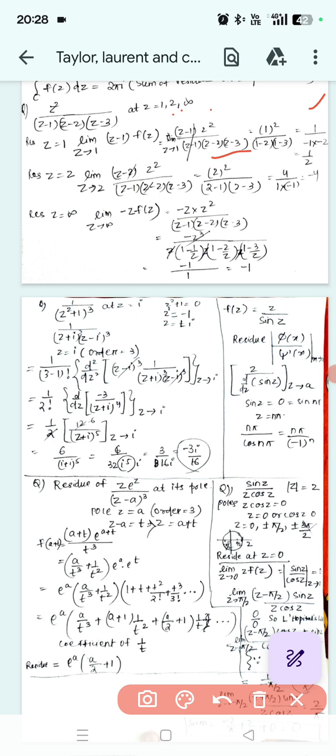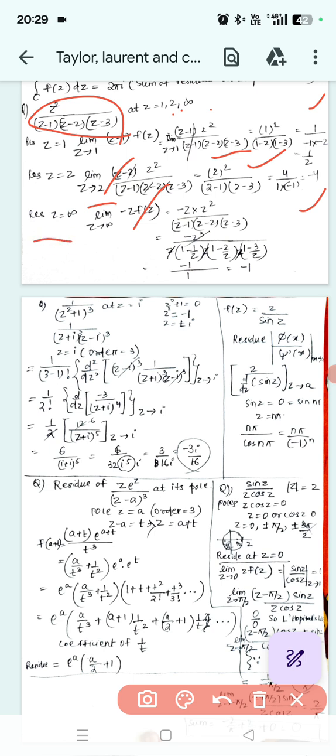Then for z equal to 2, find the residue. Limit z tends to 2 of (z minus 2) f(z), which is z square by (z minus 1)(z minus 2)(z minus 3) times (z minus 2). The z minus 2 cancels out. Then put 2 in place of z and get the answer.